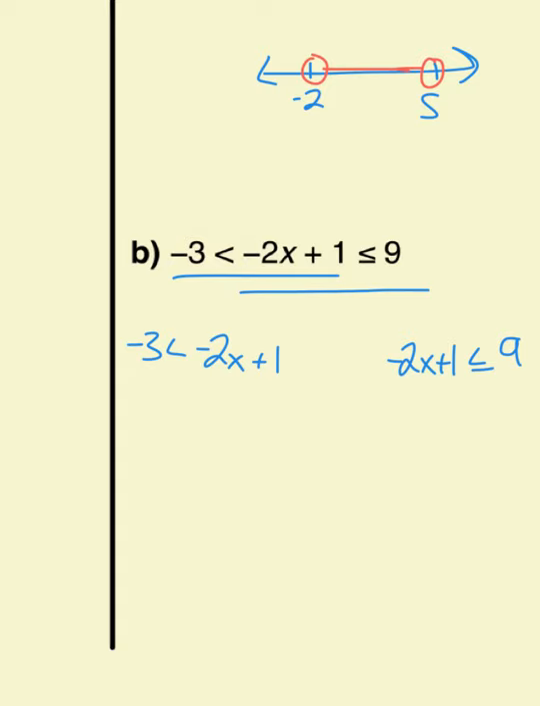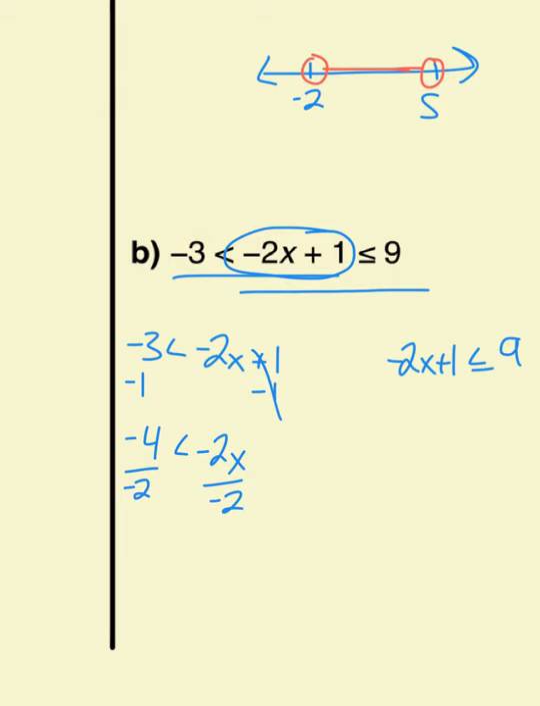The tricky thing about splitting it into two is you have to repeat the whole middle twice. All right, so the first side, -3 is less than -2x + 1. We're going to solve for x, so subtract 1 from both sides. -3 minus 1 is -4, which is less than -2x. Now to get x by itself, I have to divide by -2.